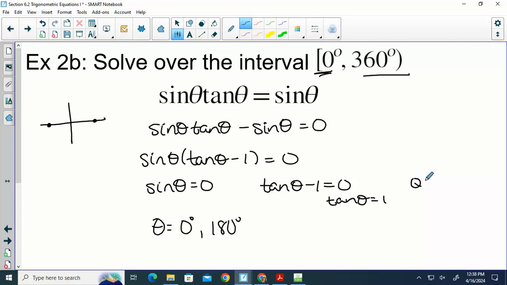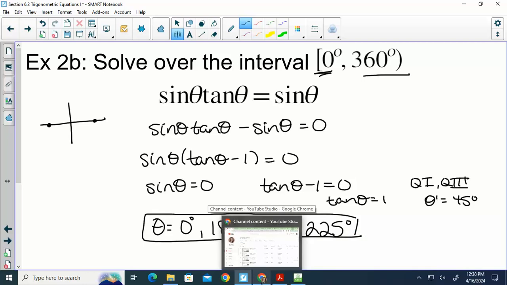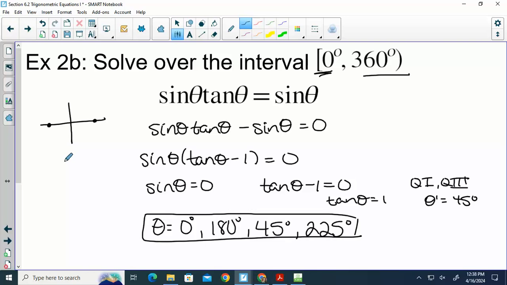In what quadrants is tangent positive? 1 and 3. Reference angle. When does tangent equal 1? So 45 degrees. In quadrant 1 it is 45. In quadrant 3, so 180 plus 45, 225. And we get all of our solutions. Is that okay?